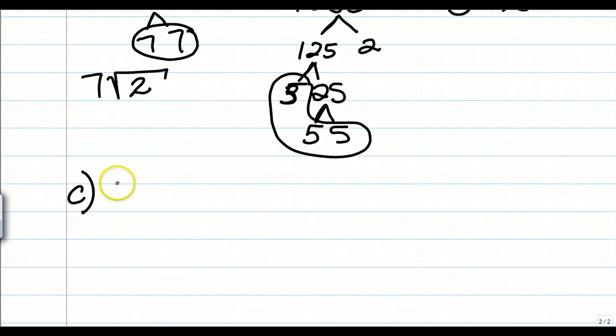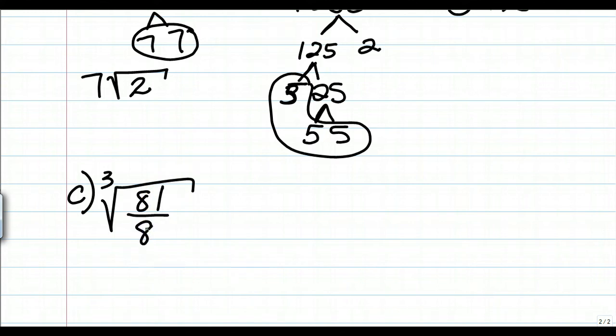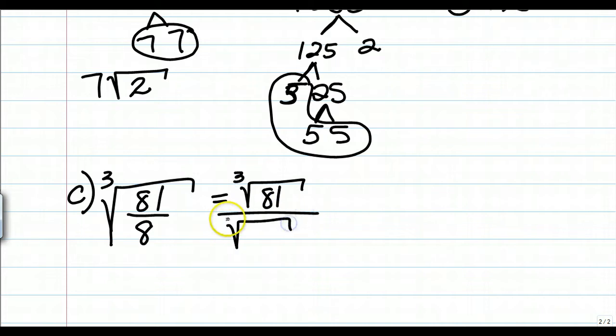C. The cube root of 81 over 8. Looking here, I have to break this up because it's a fraction. So I'm going to find the cube root of 81 and the cube root of 8. So you have to ask yourself if there's 3 numbers multiplied together that give you 81, and if there's 3 numbers multiplied together that'll give you 8.